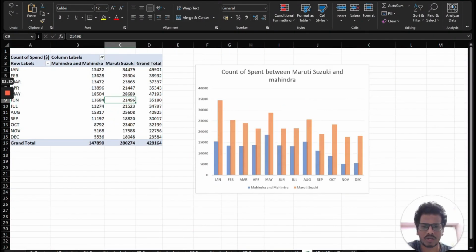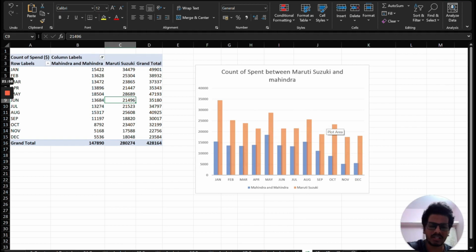For 4B, I have tried to compare Mahindra's per month spending, the count of spent, against Maruti Suzuki. Yellow or orange is Maruti Suzuki and blue is Mahindra and Mahindra. As we can see, Mahindra is lacking in every month because of the marketing tactics Suzuki is applying. That is what the graph shows. In May they are a bit close to Maruti Suzuki, but then again they were still so far.